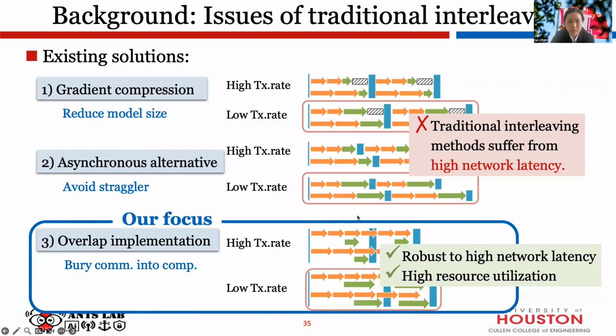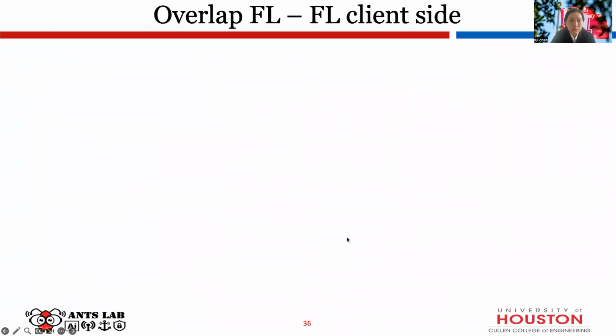However, the overlapping scheme is robust to such long network latency and results in a high computing utilization and avoids the straggler issue, since the client will start the local training immediately. So in this work, we are considering using this overlap scheme to accelerate federated learning. And next, I will introduce how to incorporate the overlap scheme in federated learning training.